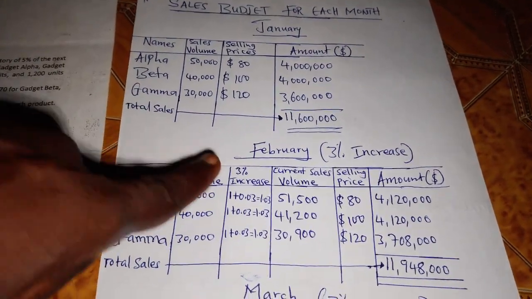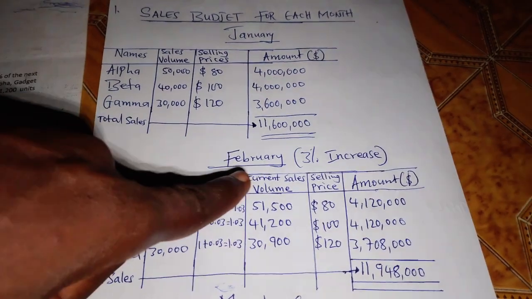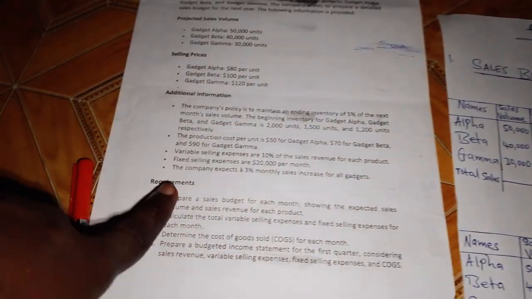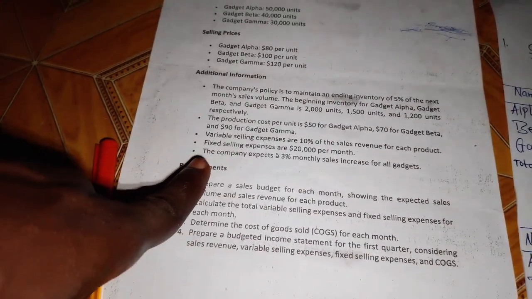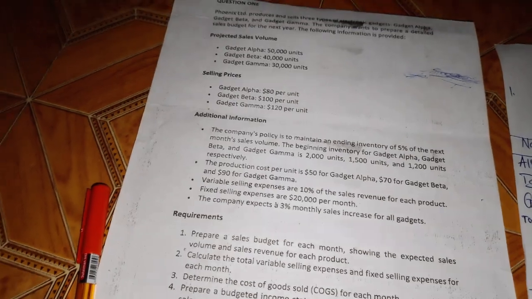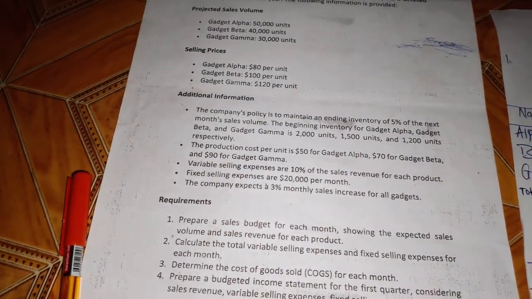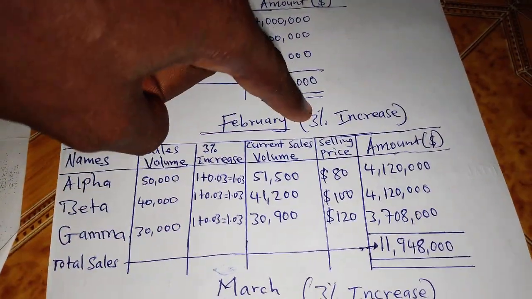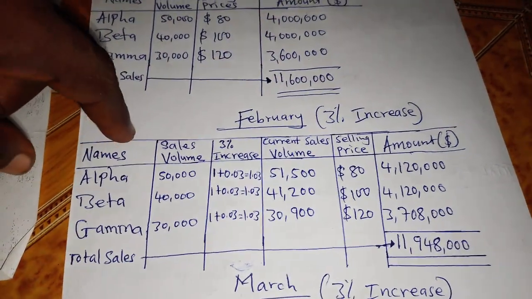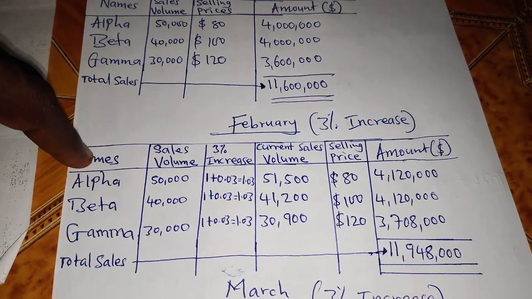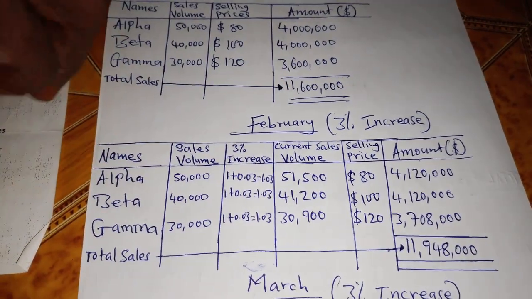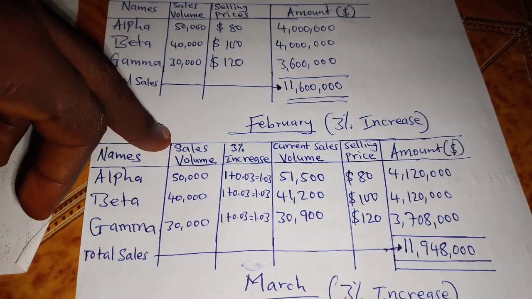When we look at February, there is an increase of 3%. Looking at the additional information, they said the company expects a 3% increase in sales. So there is an increase of 3%. Whenever there is a percentage increase, this percentage increase will be added to 1.